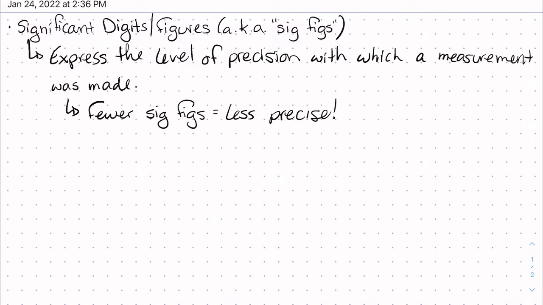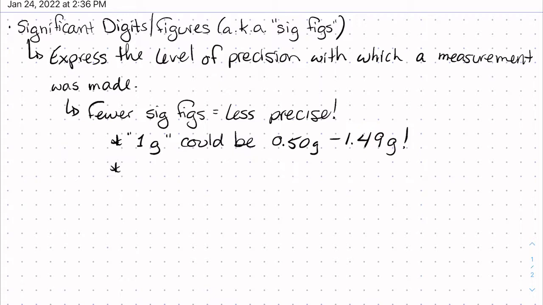So, for instance, if you report the mass of something as 1 gram, that means that that number could actually be anywhere from 0.50 grams all the way up to 1.49 grams. So that's a pretty big variance. That's the variance of an entire gram, half a gram in either direction, essentially.